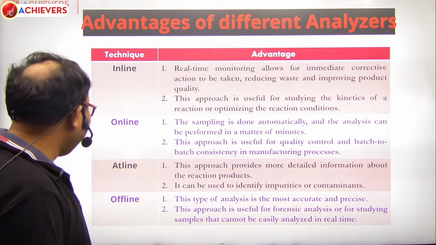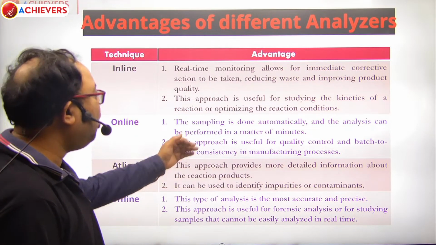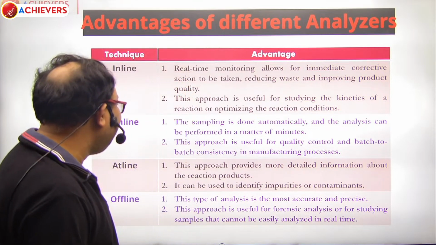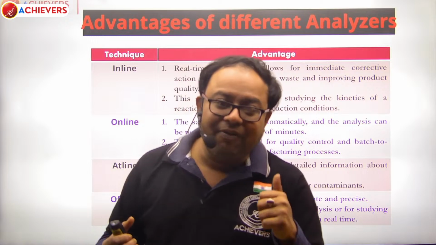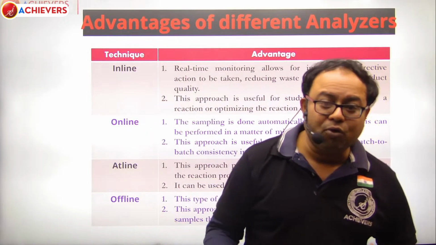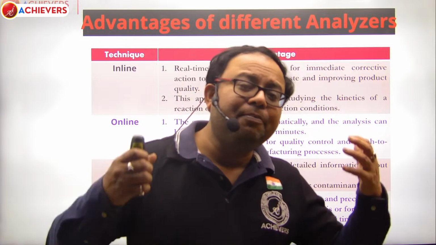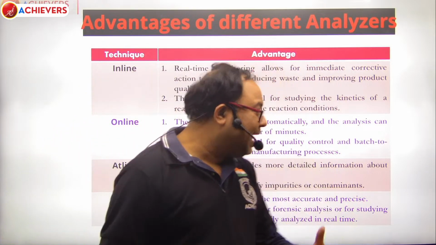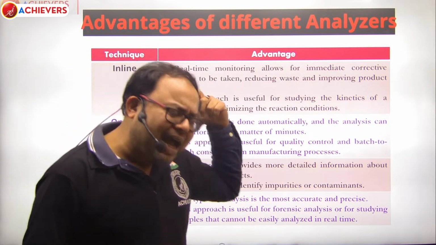Next, we are moving on to online analysis. That technique is quite similar to inline. Now here the sampling is done automatically and the analysis can be performed in a matter of minutes. That's the advantage over the at-line or offline analysis. If you go for at-line or offline analysis, you look for accuracy, you look for precision. Here you'll get more precise results in offline and at-line analysis. Whereas in online or inline process, specifically in online process, the time taken is very low.